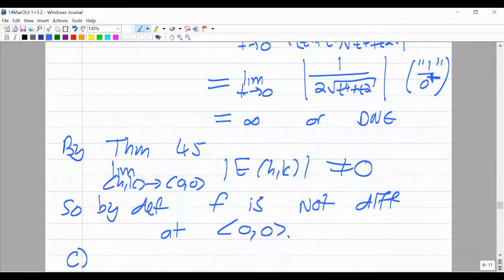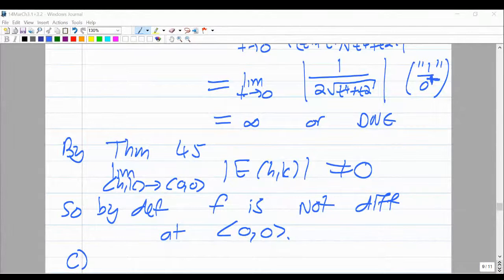Are there any questions on this calculation? We found a path not going to zero. So by theorem 45, the limit of the absolute value of the crocodile is non-zero. So by definition, f is not differentiable at the origin. Are there any questions? Any questions? Can I get a smiley face that you guys are happy with this example? So here is typically how you prove non-differentiability.